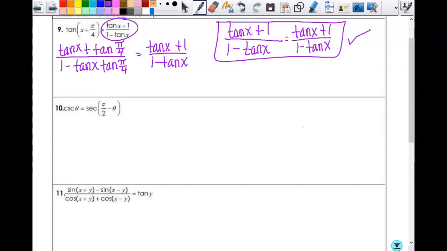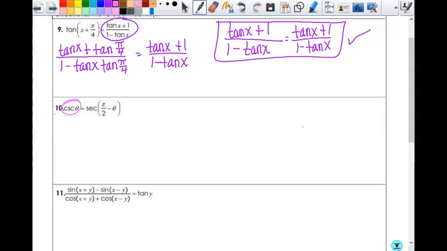Okay, so number 10. I want to prove this. Now, I do realize you can find this exact thing on your reference chart. However, just substituting cosecant theta here doesn't prove anything. So in order for me to prove this identity, I can't use this identity in it, when that's specifically what I'm trying to prove. So this is going to be my goal. I'm going to have to instead figure out what I can do with this.